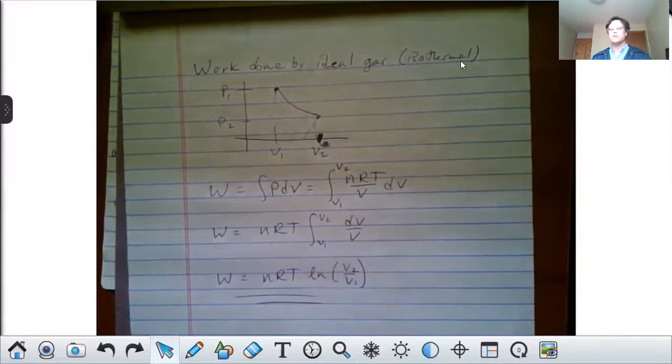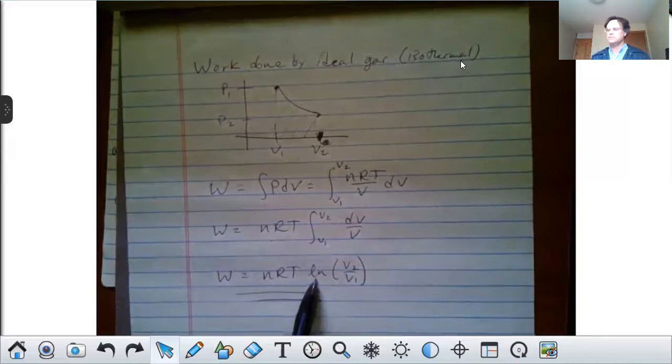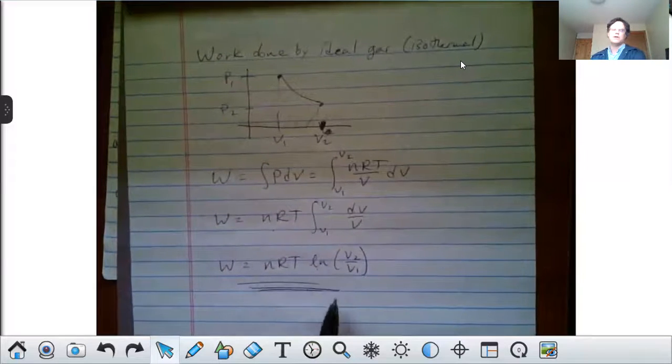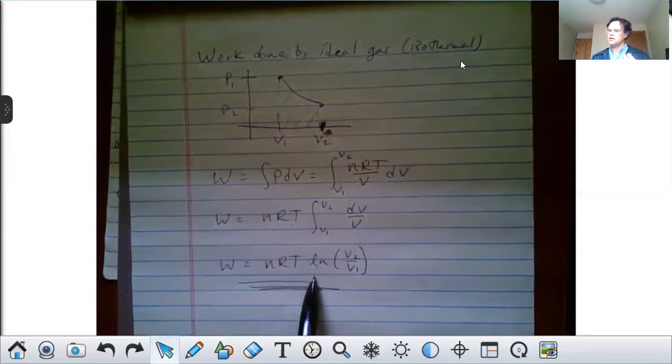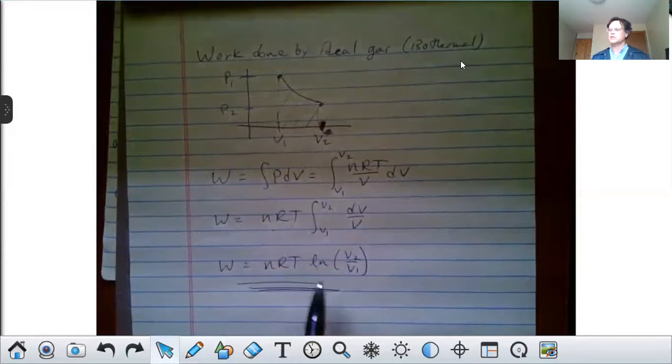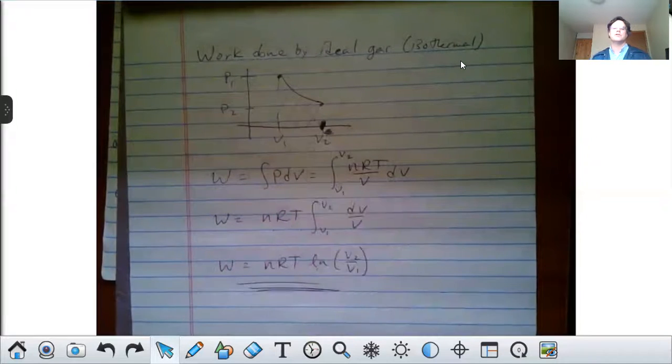Well, the integral of dV over V is just the natural logarithm, and we get this final expression for the work done by an ideal gas in an isothermal expansion. And again, the general thing is the work is the area under the curve, so you can get the work done for other processes the same way. This is just one particular example that the book does where you actually have to calculate the integral to get the expression.